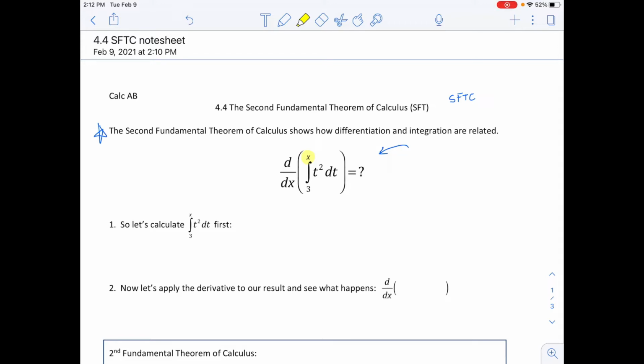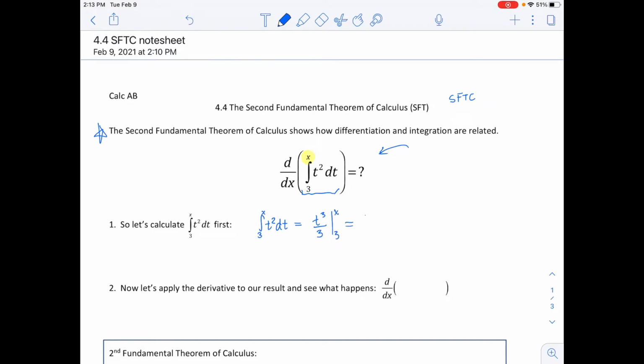So let's see if we can figure out the answer to this by doing step 1 down here, where it says let's do the integral first, and then step 2, let's take the derivative, right? Working this problem from the inside out. So in step 1, we're going to actually integrate it. To integrate this, we have to use the first fundamental theorem of calculus, which says that we're going to find the antiderivative of t squared, which is t cubed over 3, and then evaluate it from 3 to x.